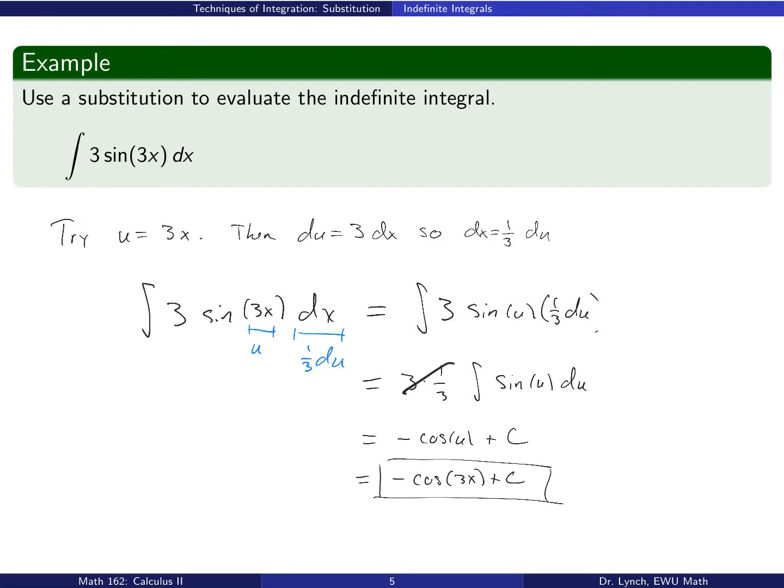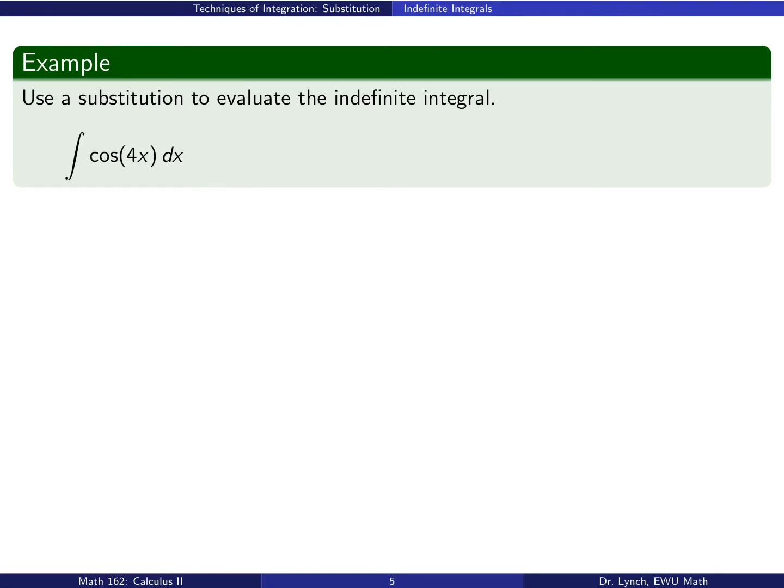Okay, one more example showing the substitution with a different manipulation of the integrand. Using the same hammer that we used last time to bang in this nail, we'll go ahead and try u equal to 4x. Manipulate the integrand, and then evaluate the indefinite integral.